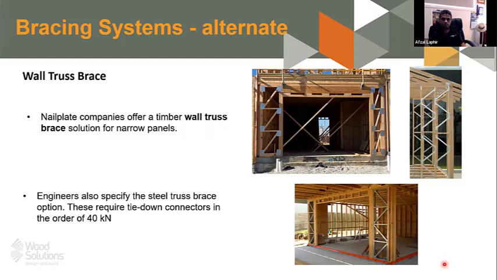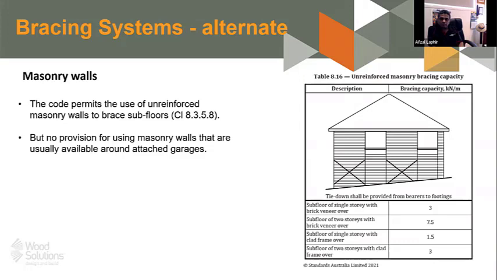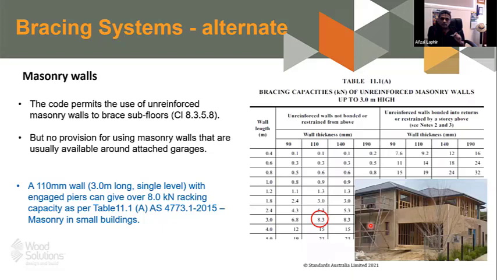Masonry walls are another thing that I put into the category of alternate systems, because AS1684 does not give any provision for using masonry walls around garages. Yes, the code permits the use of unreinforced masonry walls to brace subfloors with some restrictions, and the capacity is given in Table 8.16. But the Australian standard for masonry in small buildings provides reasonable design capacities for single skin, single level unrestrained walls, which are typical in a garage of a house, where a garage wall that forms a boundary will often have a 110 millimeter masonry with engaged piers.